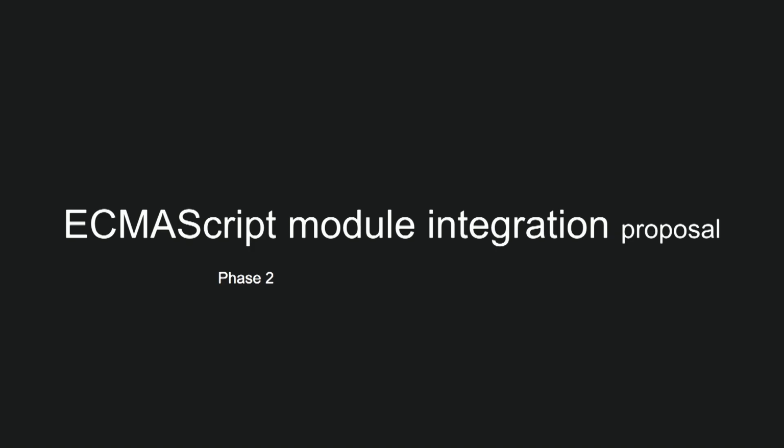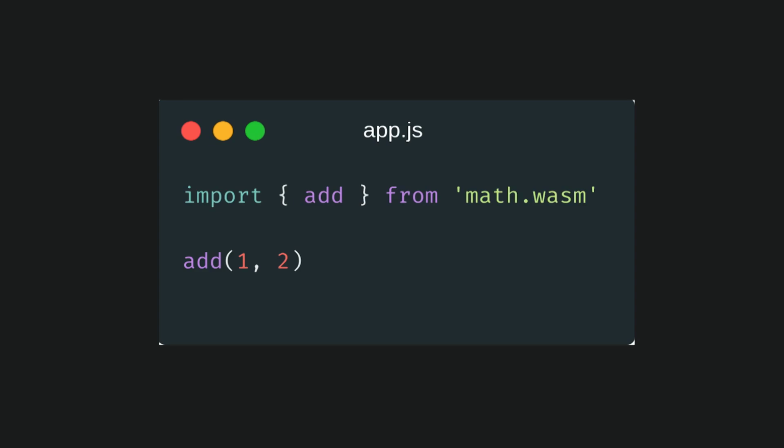And lucky us, this is called ECMAScript module integration. It's currently phase 2 in the WebAssembly process. If you're familiar with JavaScript modules, you can just import the WebAssembly module and get exports out of it. So in my case, I have my add function, which is implemented in the math.wasm file. And I can import it, call it, just like a regular JavaScript module.